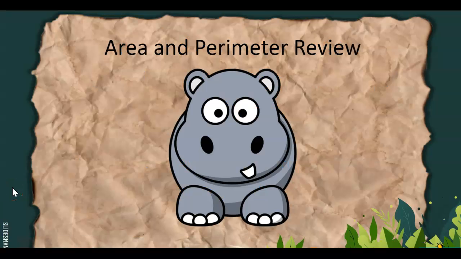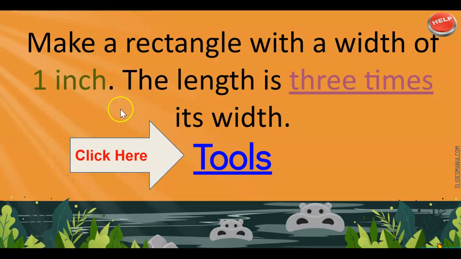On yesterday's lesson, we applied knowledge of factors and multiples to determine the area and perimeter of rectangular figures. So today we're going to do a little bit more practice on that. We're going to make a rectangle with a width of 1 inch. The length is 3 times its width.